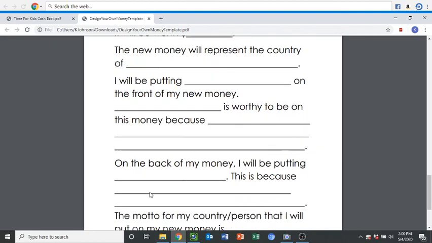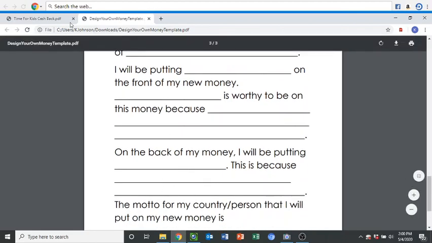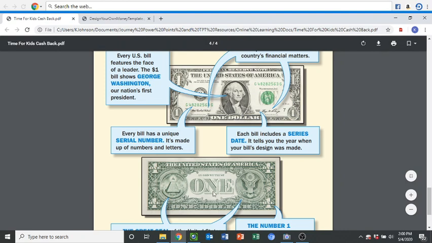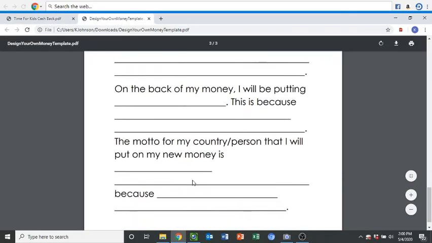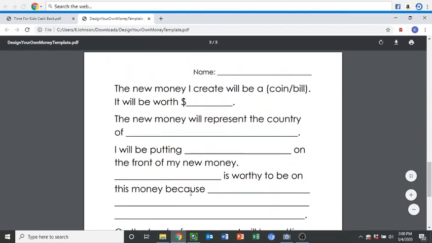And then the back of your money, you're going to put some things. Remember, on the back of our money we also have the Great Seal. So think about what you might put on the back of your money. You're going to describe that to me and tell me why you're putting it there. And then you're going to come up with your motto for your country to put on your money and tell me why you're doing that.